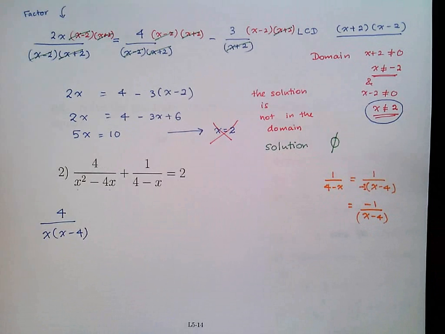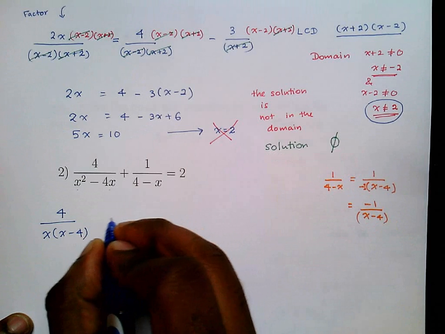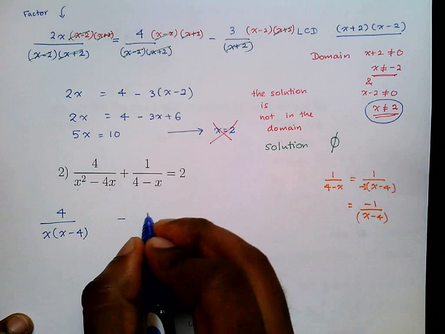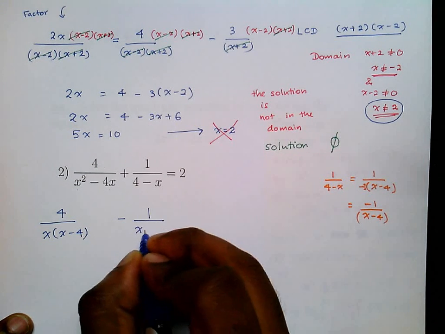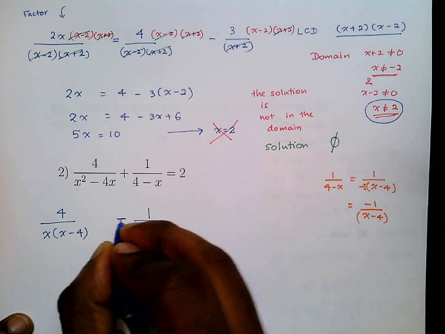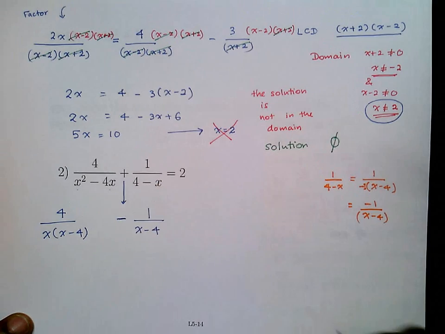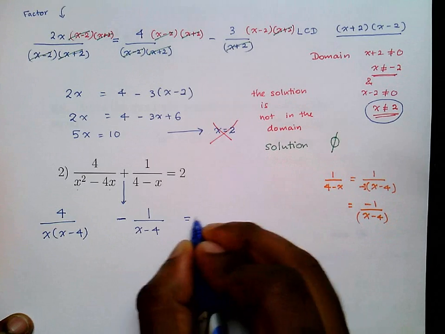I did that because I need to see that has a denominator of x minus 4 rather than 4 minus x. You might have done something like this before for different questions. So here I will write this as 1 over x minus 4 minus 1 over x minus 4. That became negative. And here on this side you have 2.